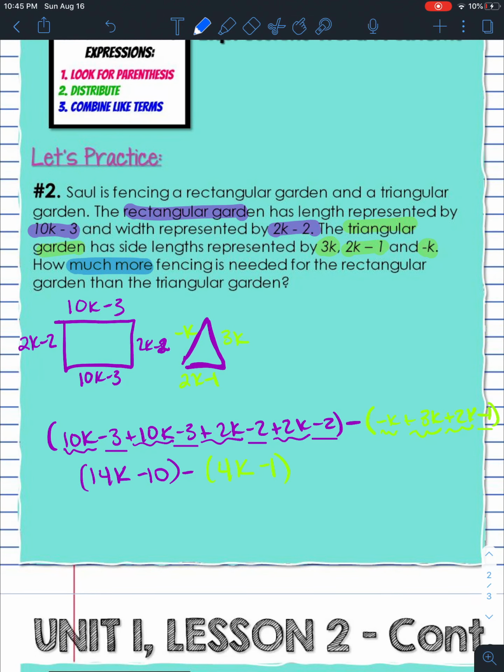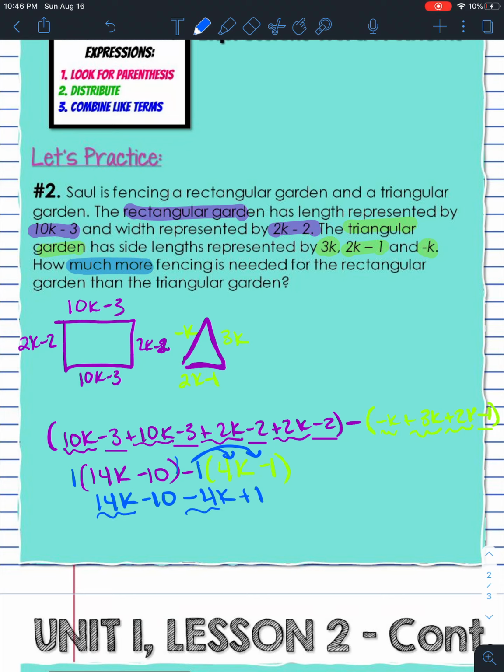All right, so now we can go ahead and start to solve. This first set of parentheses here, I don't really need these parentheses, right? I have this understood 1. If I distribute that, it's just going to give me 14k minus 10. But I also have this understood negative 1 here, and I'm going to distribute that, and that does change what I have in parentheses over here, right? Negative 1 times 4k becomes negative 4k. Negative 1 times negative 1 becomes positive 1.